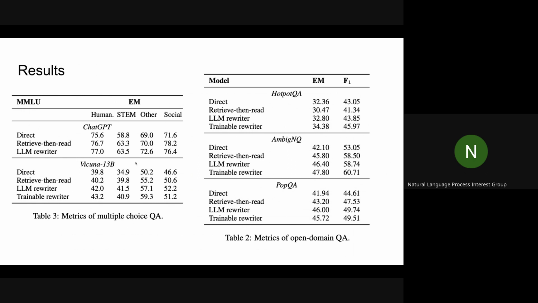And then these are some of the results on MMLU, which I think is a multiple choice QA dataset. Direct is no retrieval. Retrieve and read is obviously retrieve and read. And LLM rewriter is their approach. So these are the responses: ChatGPT, LLM rewriter, and then this is what they were able to achieve with including Vicuna. And it's kind of similar for the metrics for the open domain QA.